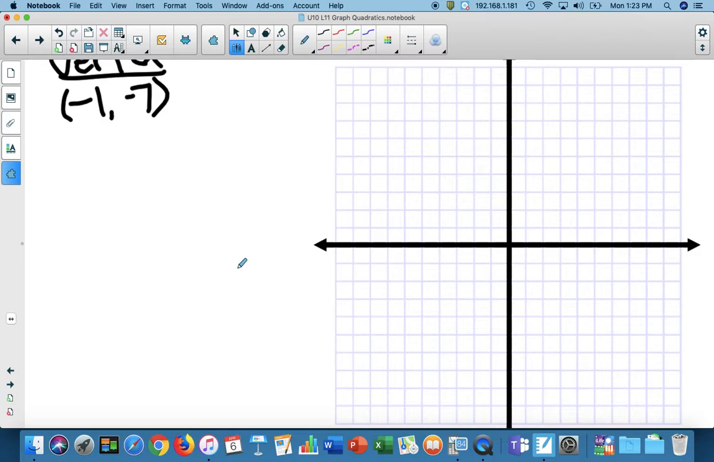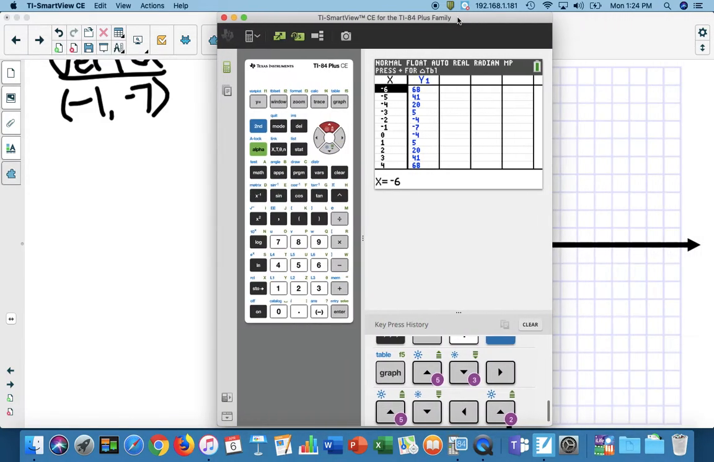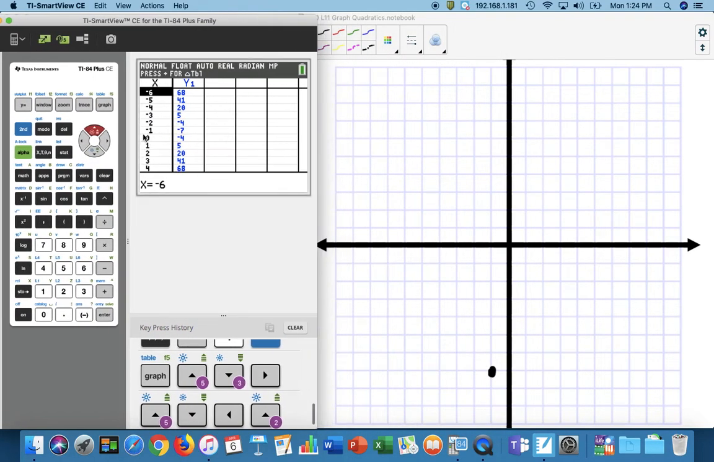So negative 1, negative 7. Oh yeah, good. It graphed perfectly there. So now we're going to go back to our calculator, just like we had it, and we already have the rest of the points. So guys, once you find the vertex and you confirm that this is your vertex, graph the points around it. Graph as many as you can. You want a minimum of 5 points. If you can graph more, great, but you want a minimum of 5.